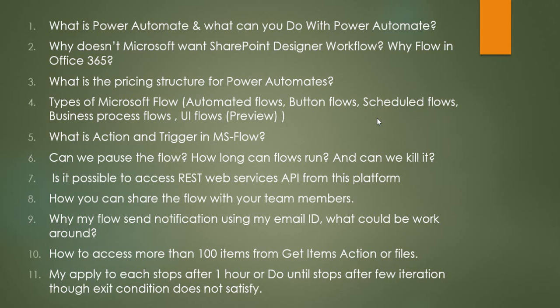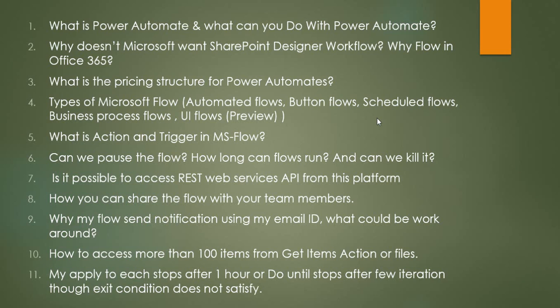The third question is, what is the pricing structure of Power Automate? Right now we are in August 2020, so I'm explaining the pricing structure Microsoft has given at this moment: per user license, per flow license, and per user license with attended RPA. So there are basically three structures they have created. Per user means the number of licenses would be based on the number of users you are buying from Microsoft.